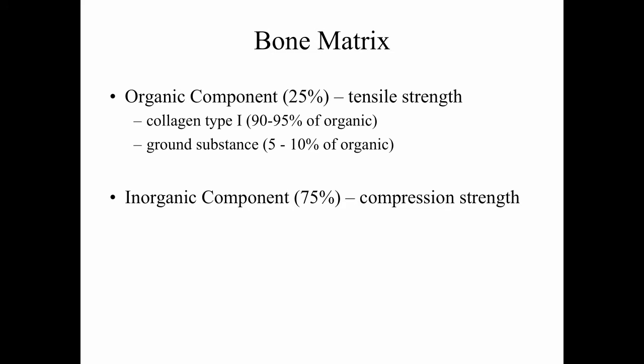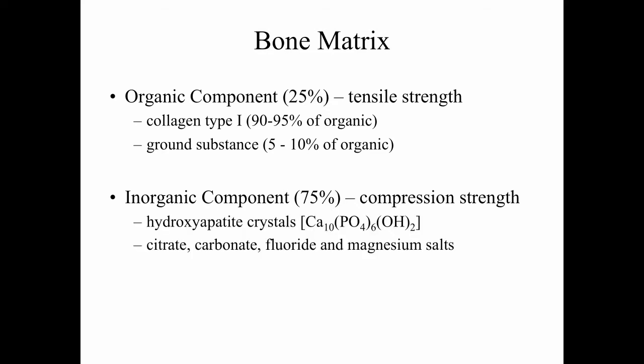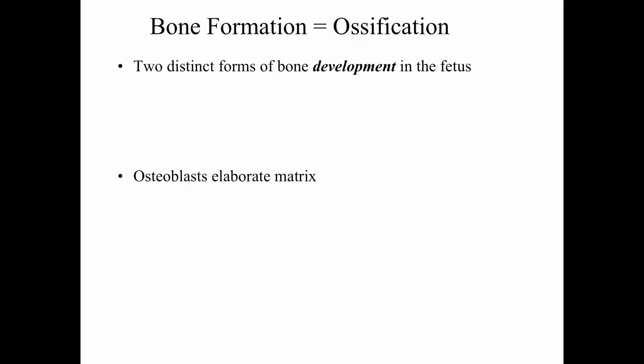The organic component essentially consists of collagen type 1 and the ground substance, and together these constitute about 25% of the bone matrix. You can see that the collagen type 1 is 90 to 95% of the organic component. The inorganic component of the bone matrix essentially consists of hydroxyapatite crystals and then citrate, carbonate, fluoride, and magnesium salts.